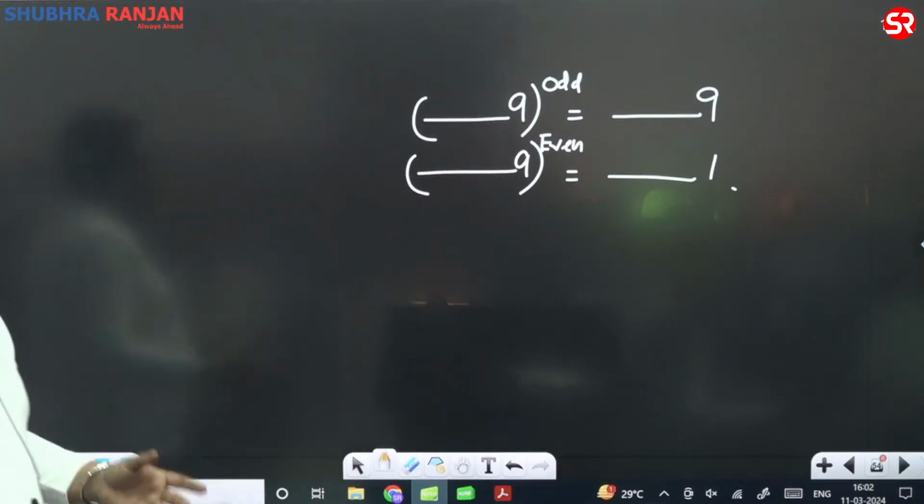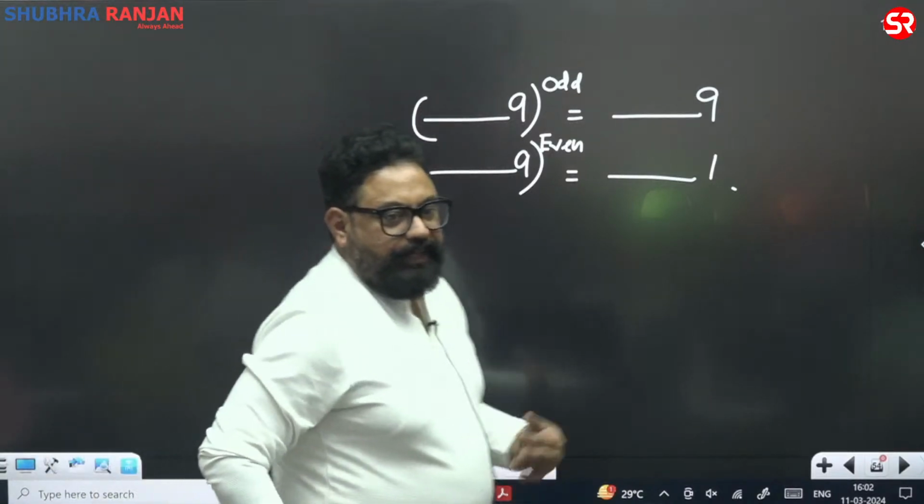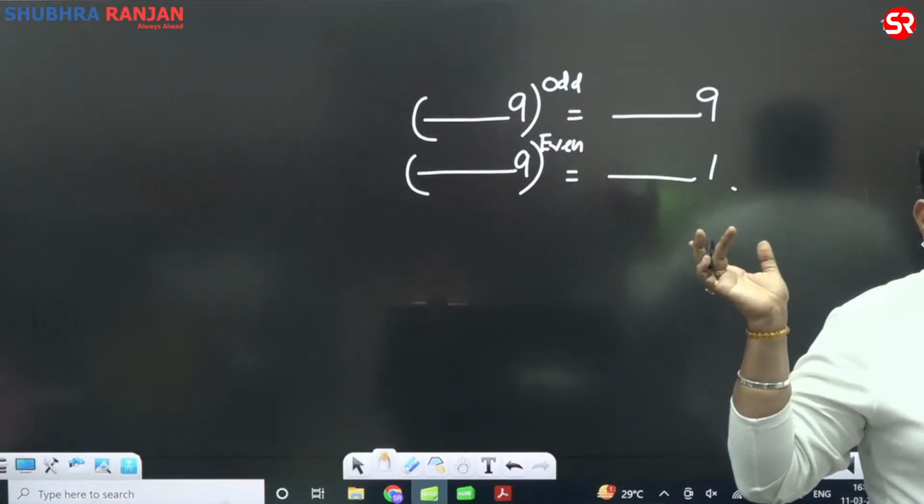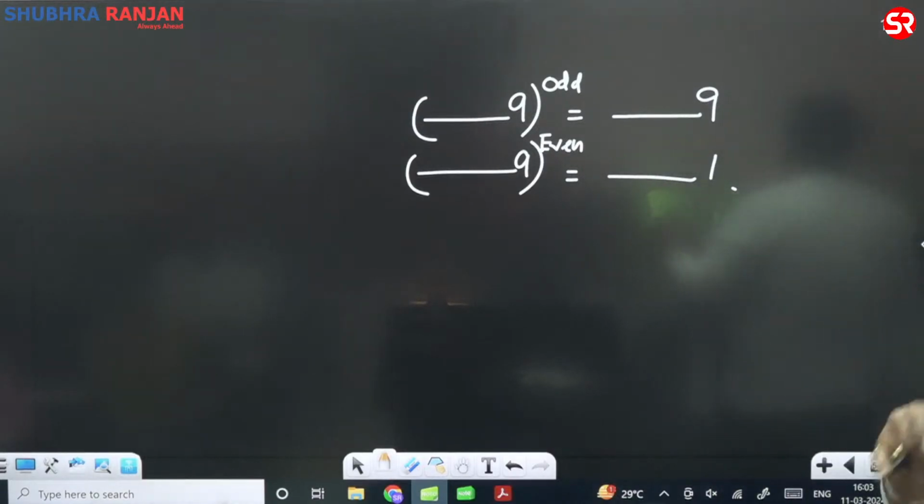So odd index is done. 1 they cannot ask, 5 they cannot ask, 9 they cannot ask, because you know something about 9. How do you remember this? 9 square is 81 ending with 1. 9 to the power 1 is 9 ending with 9. There is a very easy way to remember. Alright, so keep this thing in mind.